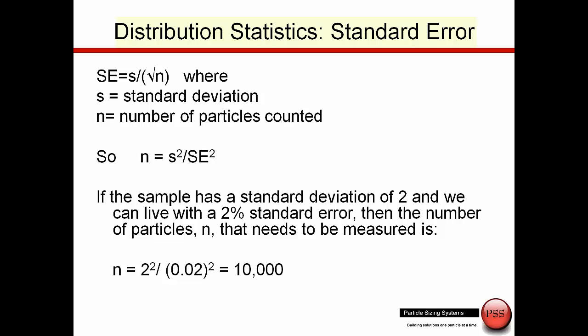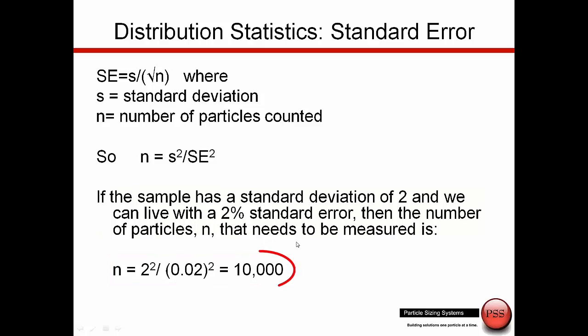Now let's talk about the statistics of the measurement. I pointed out in a previous slide how I'd collected hundreds of thousands of particles. Why is that? Well, as we think about these results, we always have to think about the error involved with the results. And if we just think of the most simple form of looking at errors, it is the standard error. And the standard error is the standard deviation divided by the square root of the number of particles counted. So we can solve for n, and if we want to deal with a distribution of particles where the standard deviation is 2 microns, and if we can live with a 2% standard error, then we'd need to count 10,000 particles to reach this level of error.